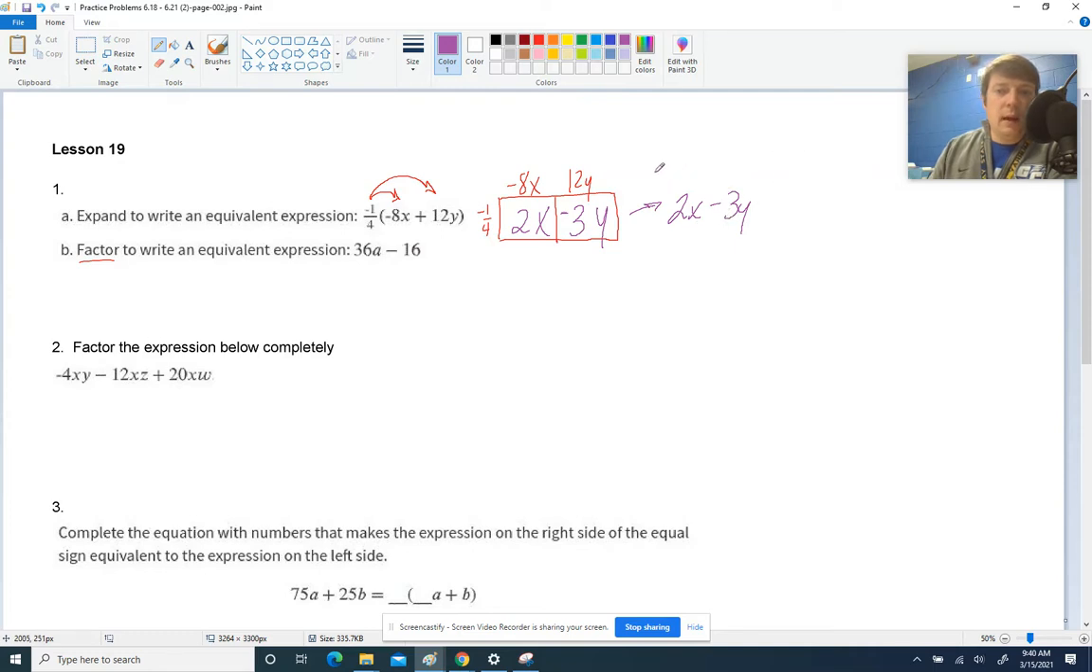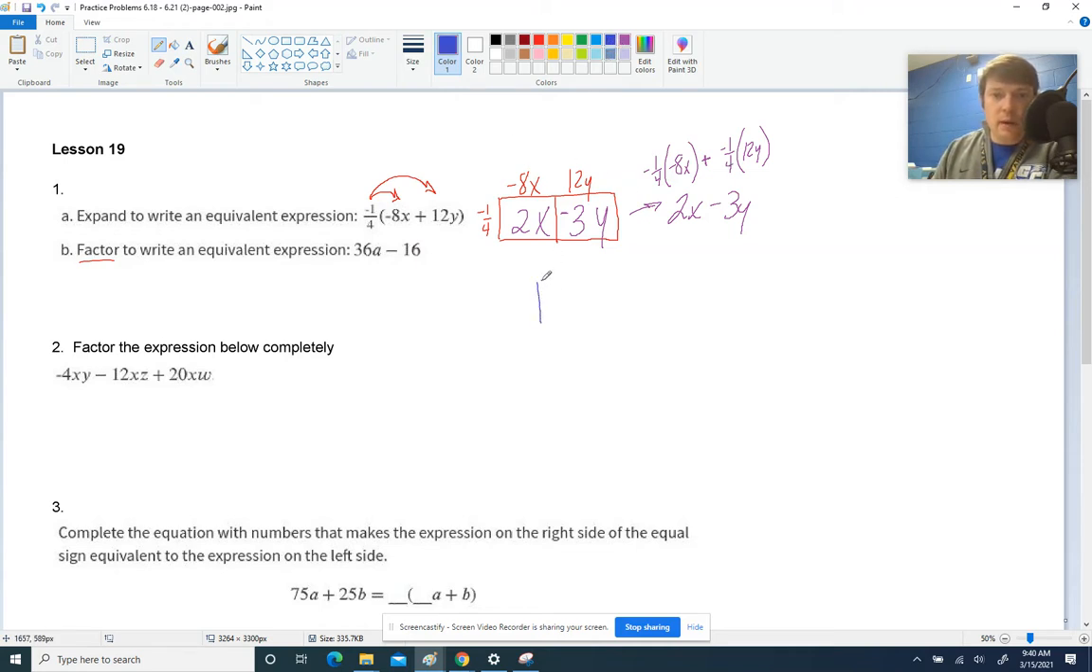The way that I got there was doing negative 1/4 times negative 8x, plus, and the reason I got minus is because we got a negative answer, negative 1/4 times 12y. That's how I got there. I'm multiplying the negative 1/4 times both. Now let's work that in reverse.